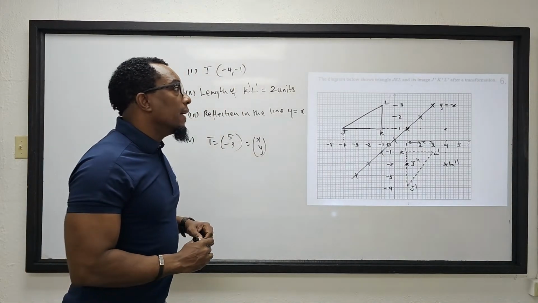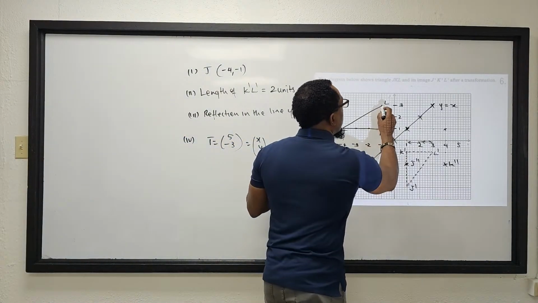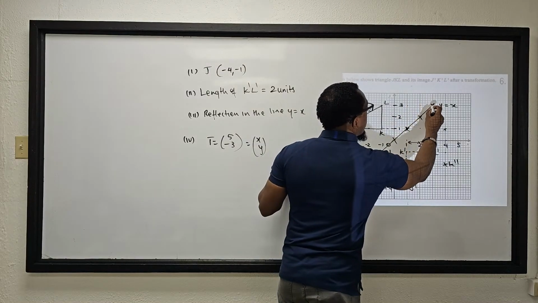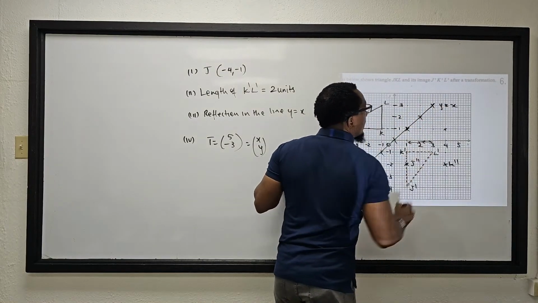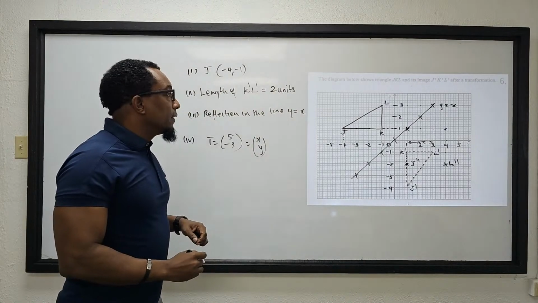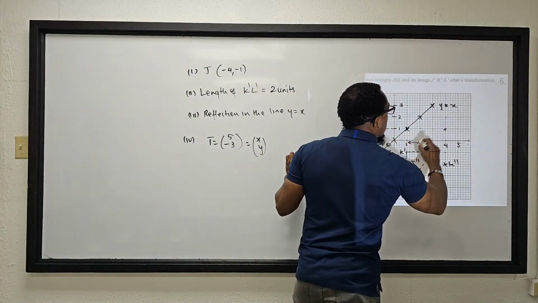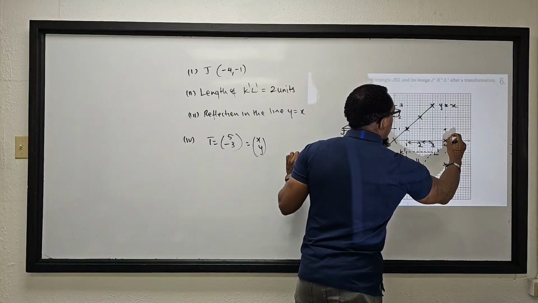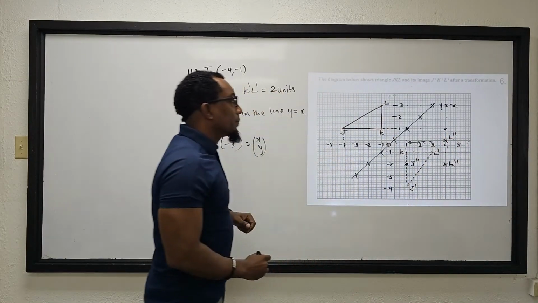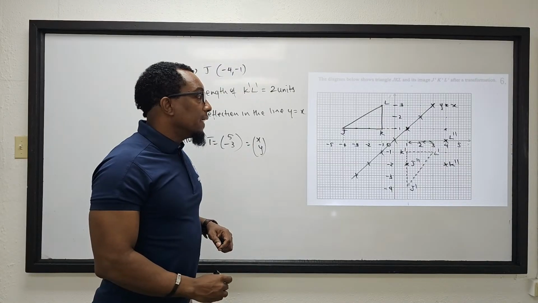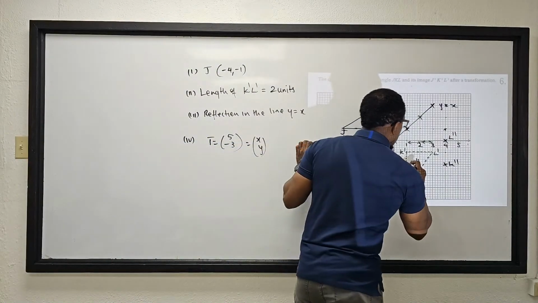And let's take now L double prime. I'm moving 5 to the right: 1, 2, 3, 4, 5. And I'm moving 3 downwards: 1, 2, 3. And that's L double prime. So when I connect, we're going to have J double prime, K double prime, L double prime. So this is what we're looking at here.